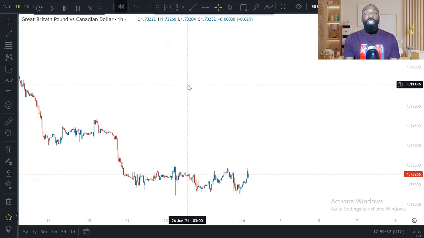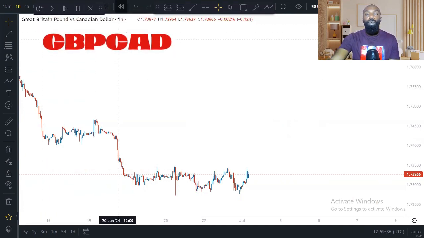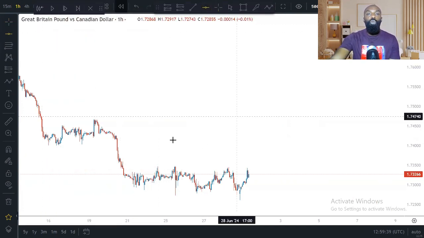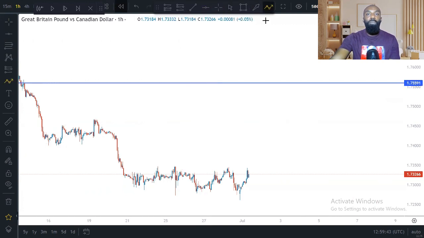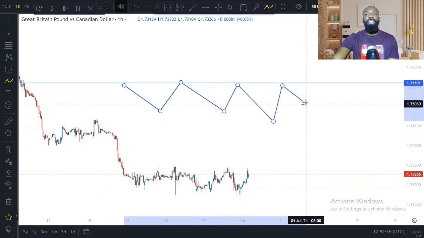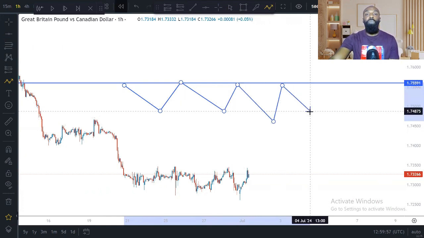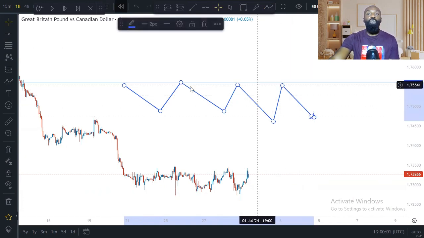Okay, so this second strategy we're going to be looking at is on GBP CAD. Okay, Great Britain pound, Canadian dollar. Okay, so this one is something that comes like this when you begin to see price forming stuff like this, getting here and touching the resistance line and coming down also. So in most cases, for me, what I do is this: after it must have touched this resistance line several times, I begin to look out for the breakout.